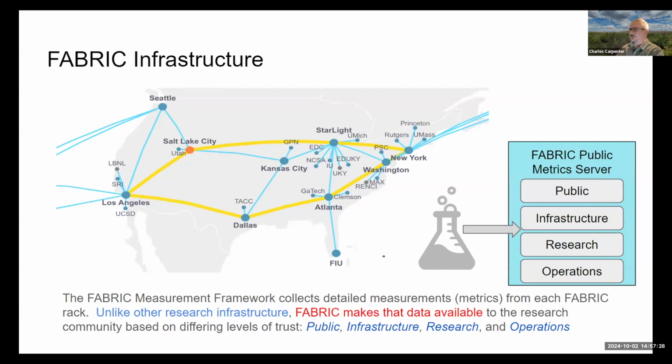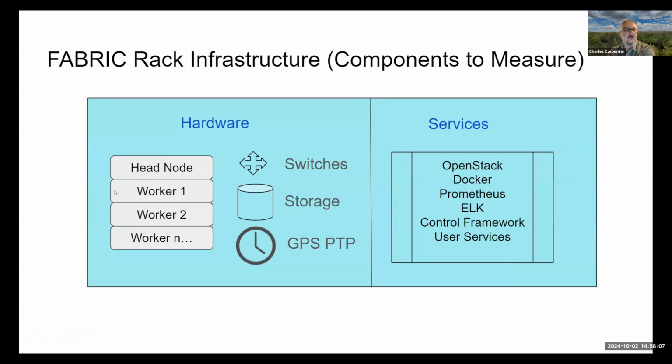Okay, so the FABRIC infrastructure consists of about 30 to 40 sites all across the US and the world, and they're all connected with high-speed links, some of them optical. We have different sets of metrics that we are measuring, and we're making certain sets of these metrics available to the public. Each one of these sites is a location, often at a university, where we have a rack in the data center, and that rack usually consists of a head node and then several worker nodes. In general we usually have 3, some have more. There are also switches, and some storage. Some of the racks have a GPS PTP clock, which is a high resolution clock so that we can synchronize all the machines to high accuracy.